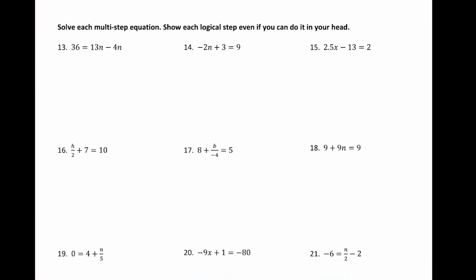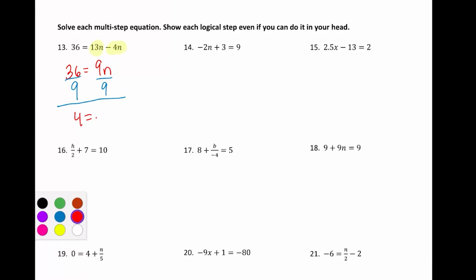Okay, just some more practice here, kind of just mixed two-step equations. Number 13, we do have a little bit of combining like terms here. Let's go ahead and combine that 13n minus 4n. So 36 equals 13 minus 4 is 9, so 9n. Then we'll divide both sides by 9 and get 4 equals n, or n equals 4 if you prefer to write it that way.